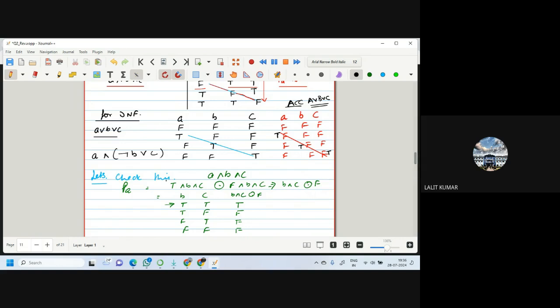So this is neither, here it is in CNF, here it is in DNF. So can't we find the DNF in the bracket? Yeah, we can do that. Find the DNF in the bracket and then we can try that again.